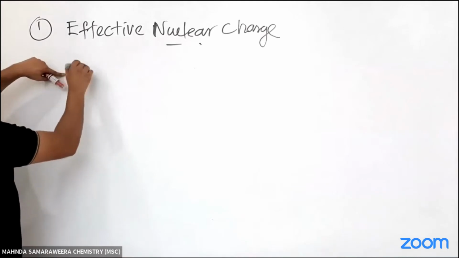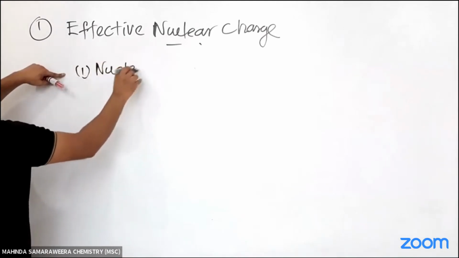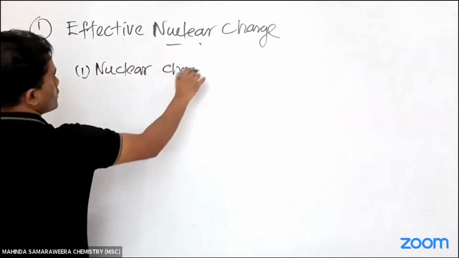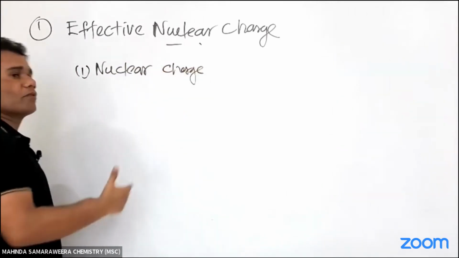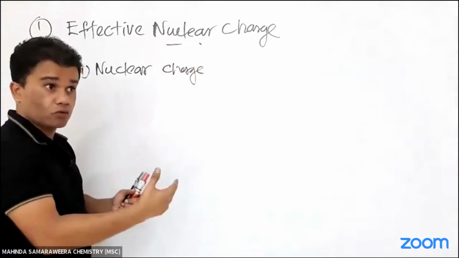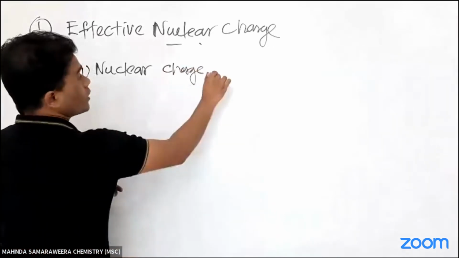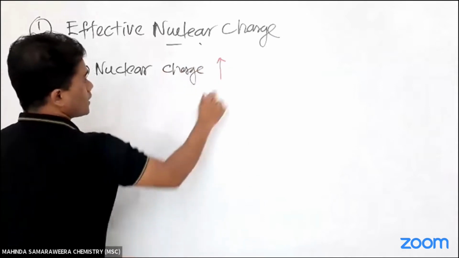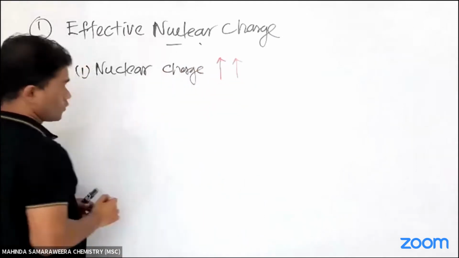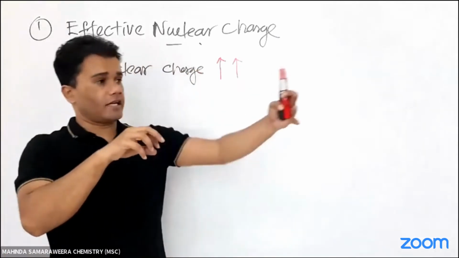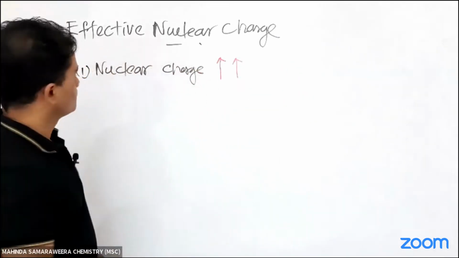What is it? One thing is the nuclear charge or the attraction. Simply nuclear charge, that's the number of protons. Plus 1, then protons increase, plus increases. When the nuclear charge increases, I explained effective nuclear charge also increases. More positive charge in the nucleus, then the electron will be strongly attracted.